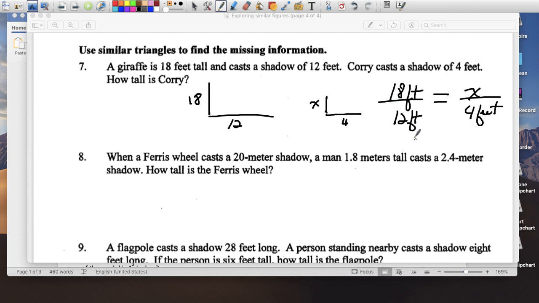And this one actually we don't even have to because it's a nice relationship. Divide by 3. So divide by 3. It means that Corey is 6 feet tall. So sometimes we don't have to cross multiply.